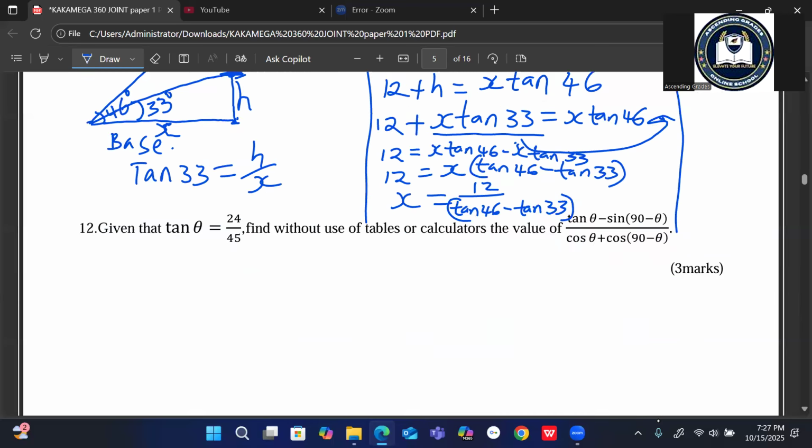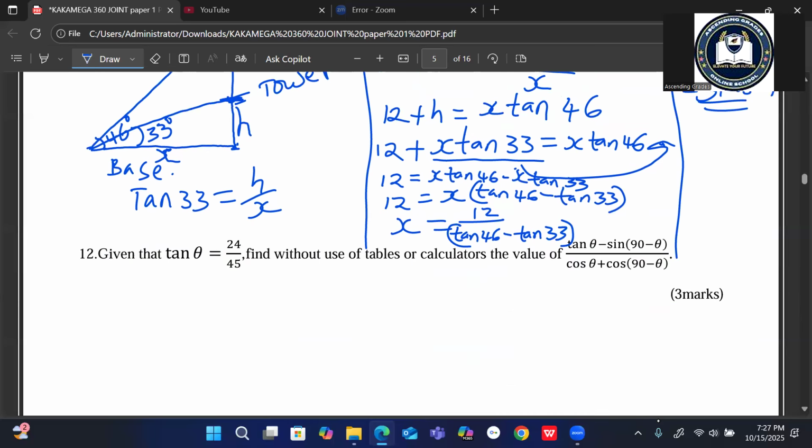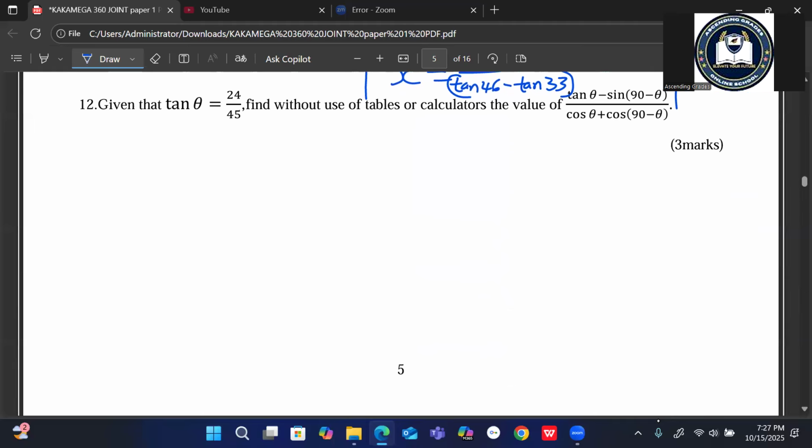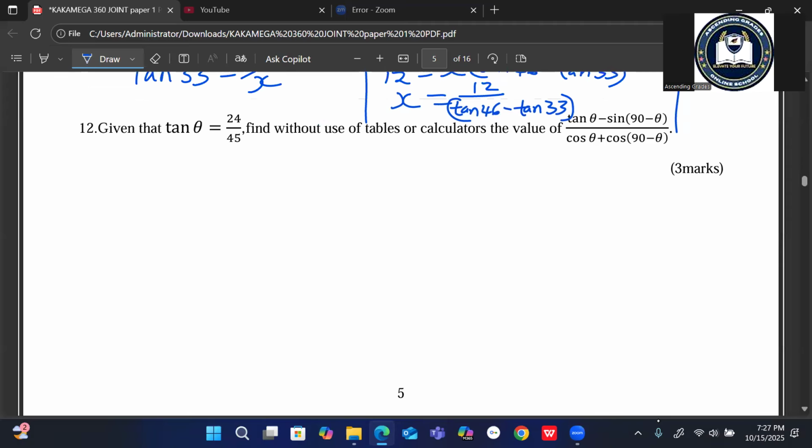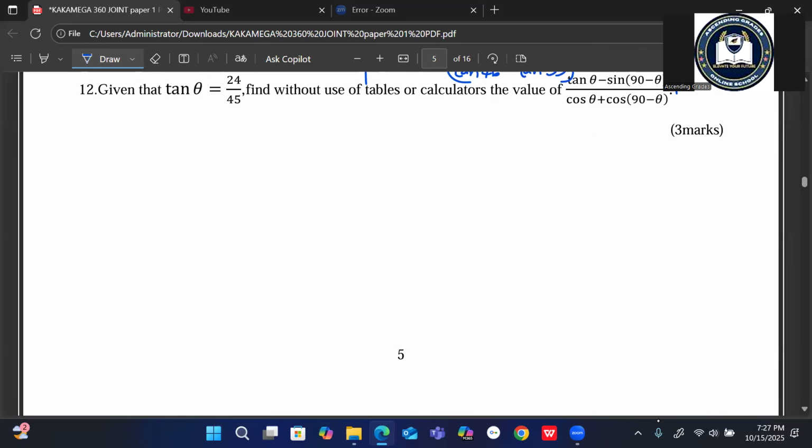From there, we go to the next question, and that is number 12. Given that tan theta is 24 over 45, find without use of tables or calculators the value of tan theta minus sin(90 minus theta) over cos theta plus cos(90 minus theta). So this one needs the knowledge of special angles, and this is the way to go. First of all, we draw a triangle.